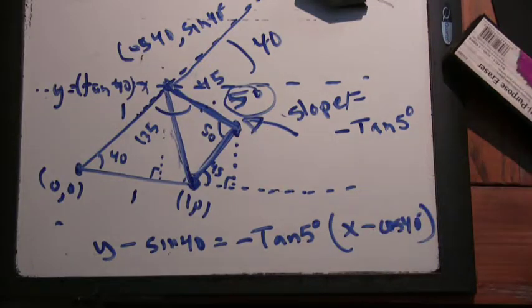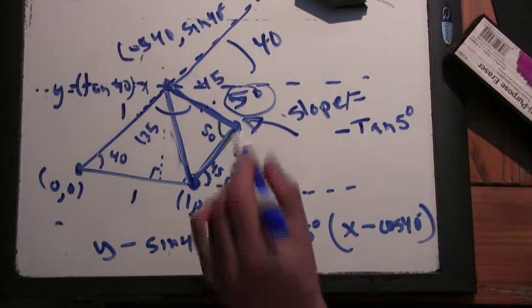Okay. Now, do you know what sine of 40 is? Not really. Do you know what tangent of 5 is? Nope. Do you know what cosine of 40 is? Nope. Do you know the equation of the line? Yeah. Does it matter what these are? No. This is the equation of that line. And that line intersects the line y equals x plus 1 at some point. And that's going to be that point.